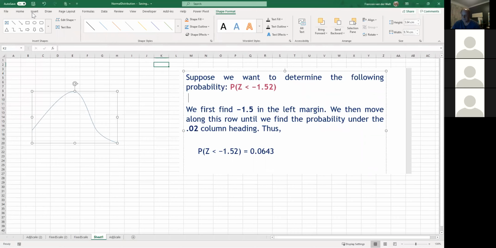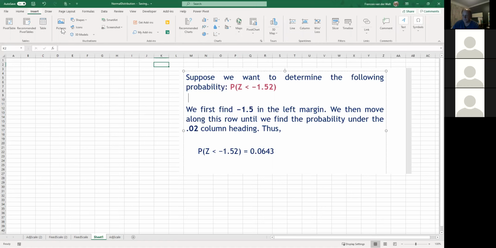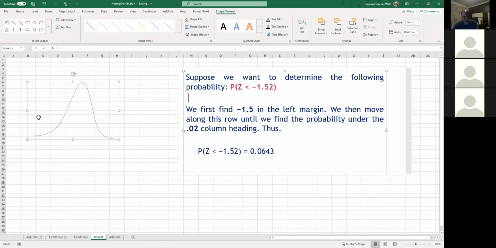So I want to draw something that looks like that normal distribution. So I go insert, shape, this one. So I start there, there, there. Does that look like a normal distribution for you guys? Say yes, otherwise I have to draw it again. It's sort of a normal distribution, isn't it?